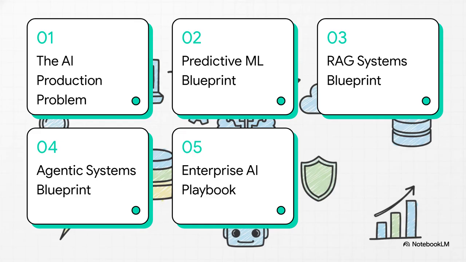Here's how we're going to do it. First, we'll quickly frame the problem. Then, we'll dive into 3 essential blueprints. One for good old predictive machine learning, one for the super popular RAG systems, and a third for the really cutting-edge agentic systems. And we'll wrap it all up with a practical enterprise AI playbook that you can actually use.